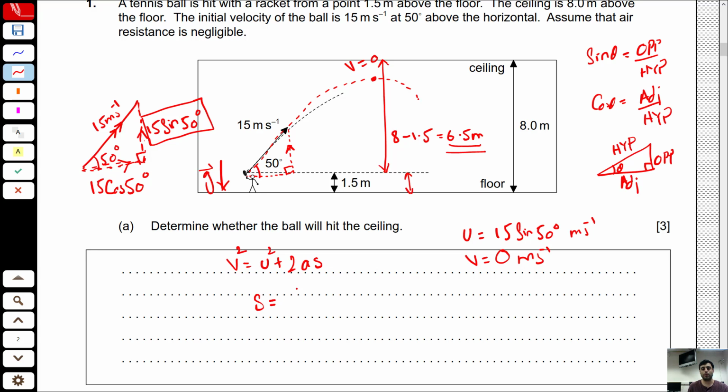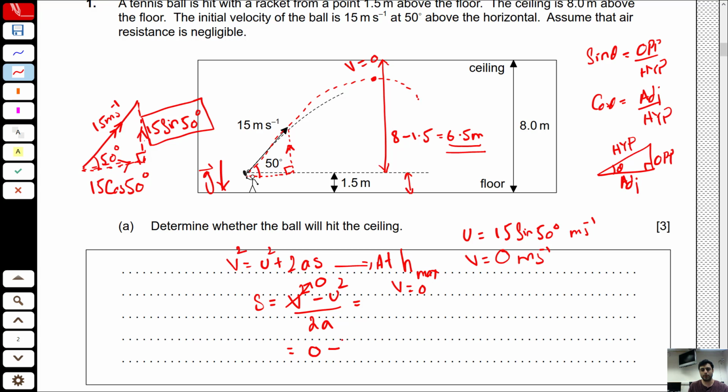If you rearrange the equation, s will be equal to v squared, u squared goes to the other side and becomes minus u squared, and then divided by 2a. Now just sub in the values. At the maximum height, your v is equal to 0. So at the maximum height, the final velocity is equal to 0. So this term just becomes 0.